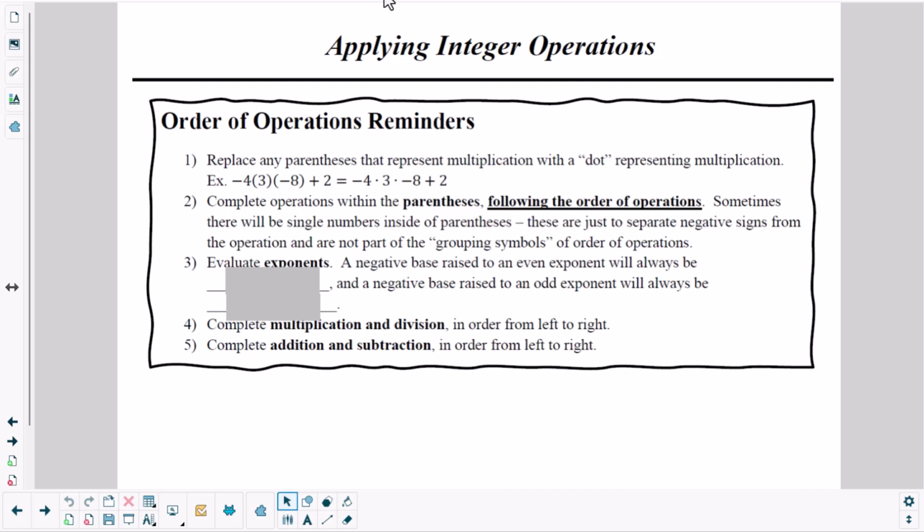So at this point, we've talked about how to add, subtract, multiply, and divide integers. Those are positive and negative numbers. Let's talk about how to apply this to order of operations questions. Now let me remind you of a few things about order of operations.